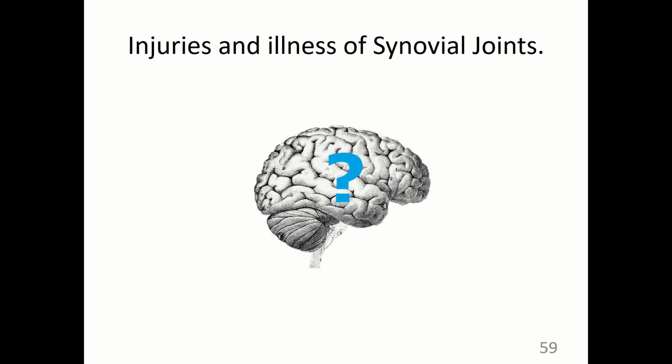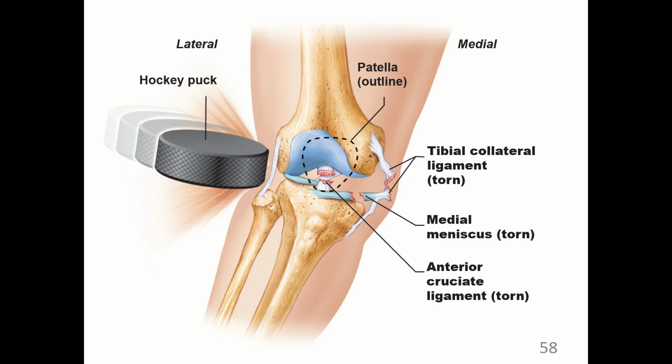Okay. So, injuries and illnesses of synovial joints. Oh, one more thing to say as we go in there. These are soft tissue injuries, right? And oftentimes soft tissue injuries, particularly of ligaments, tendons, menisci, things like that, will take a lot longer to heal and have more deleterious effects further on down the line than if a bone was broken.